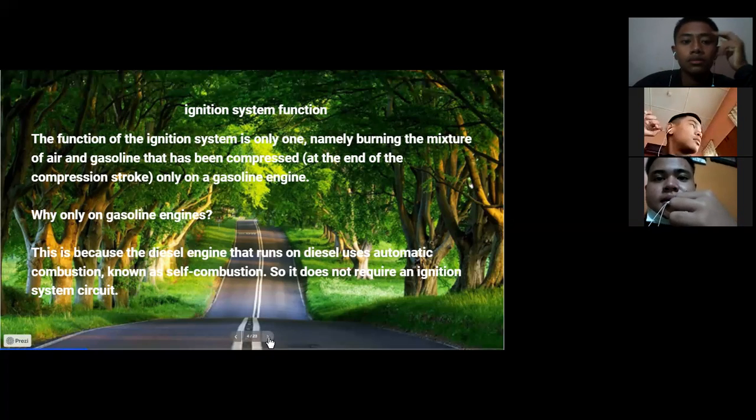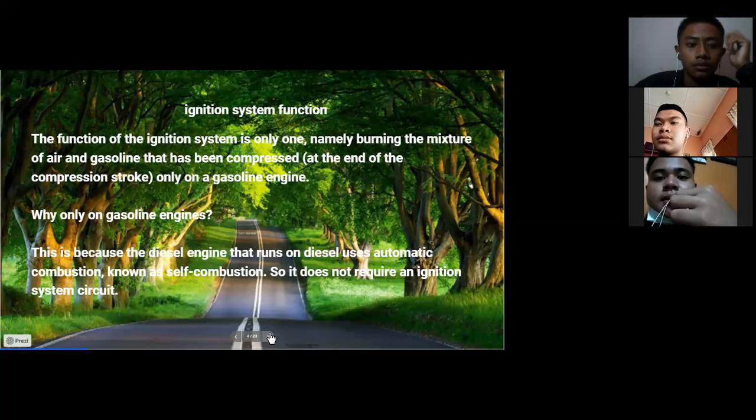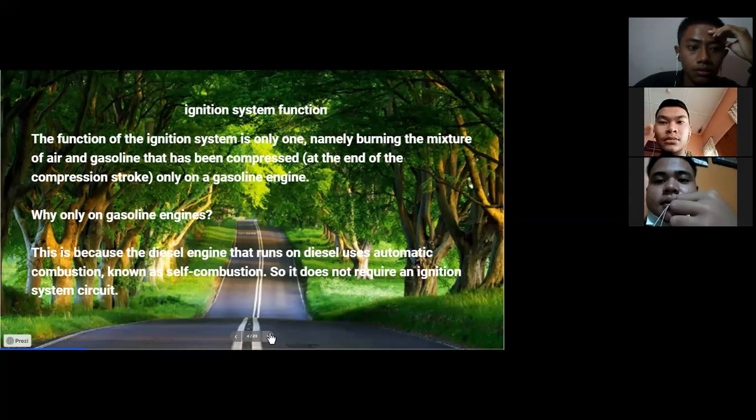Ignition system function. The function of the ignition system is only one, namely burning the mixture of air and gasoline that has been compressed at the end of the compression stroke, only on a gasoline engine. Why only on gasoline engines? This is because the diesel engine uses automatic combustion, known as self-combustion, so it does not require an ignition system circuit.